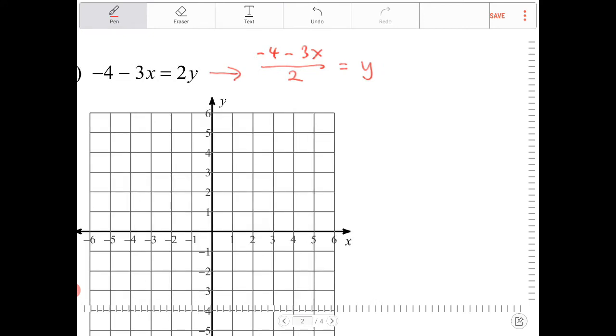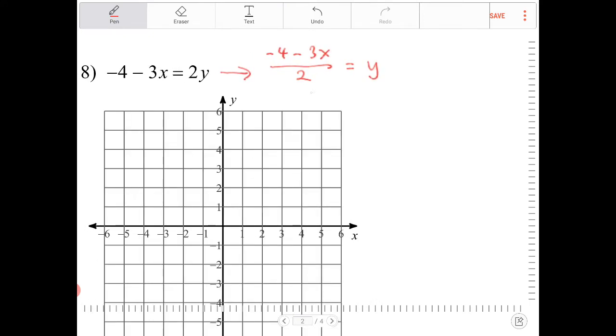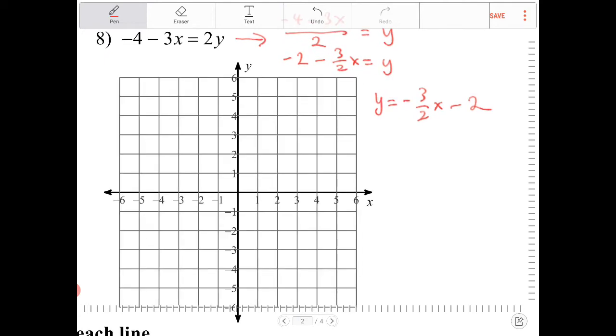And just to rearrange this a little more, I see that 2 goes inside of -4 twice, and then it doesn't go inside of 3, so it's -3 halves x. Written in slope-intercept form, it's -3 halves x minus 2. So therefore, again, we're going to start at negative 2, and then we're going to go down 3 and over 2. And then we're going to go in the opposite direction, the same thing: to the left 2 and up 3, to the left 2 and up 3, and there you go.